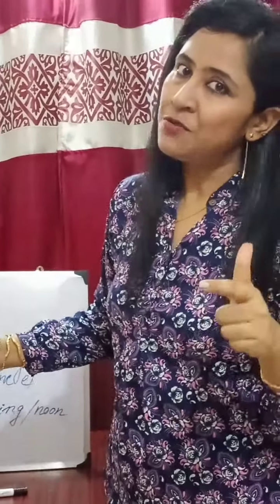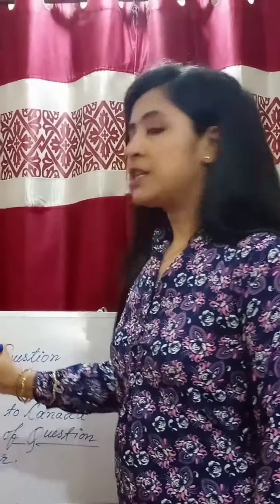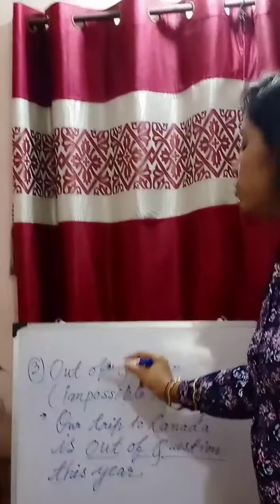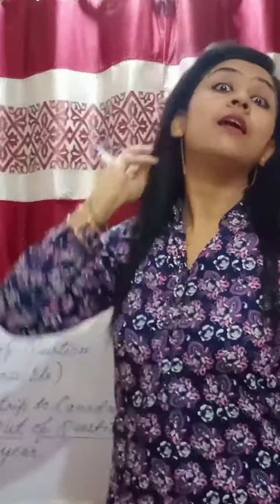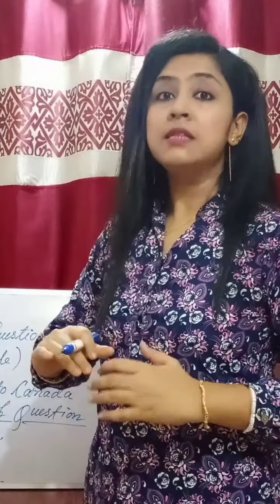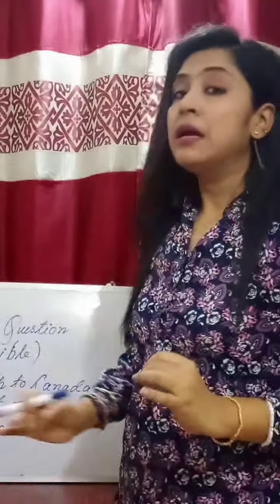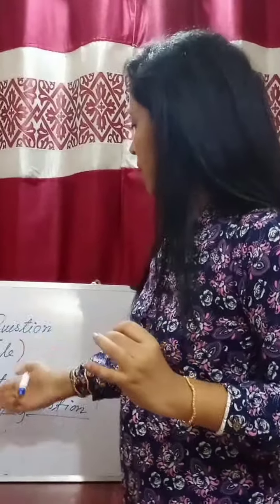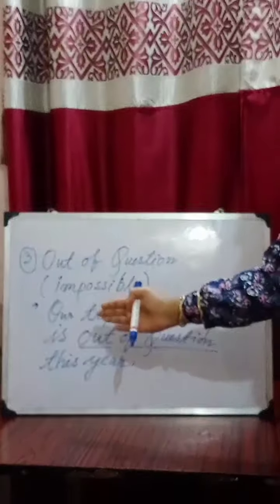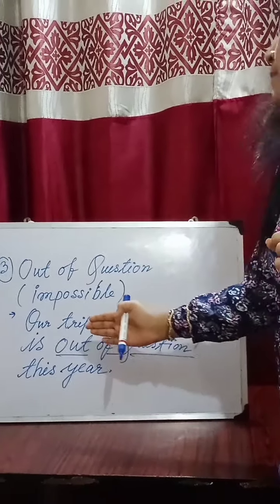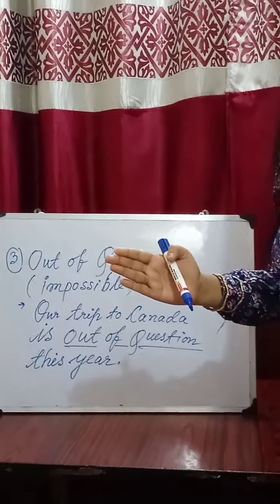Moving forward to the third one. Let's move forward to our third idiom, which is "out of question". Out of question means the thing which is impossible, something we just can't think of. Out of question means impossible. So to make the idiom clear to you, let me construct it in a sentence. For example, our trip to Canada is out of question this year. It means we can't think of going to Canada this year.